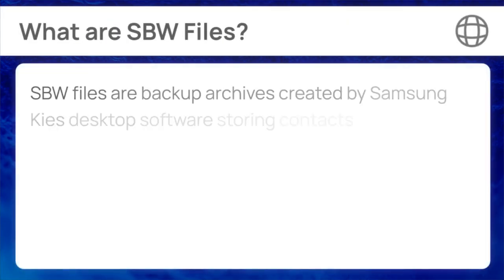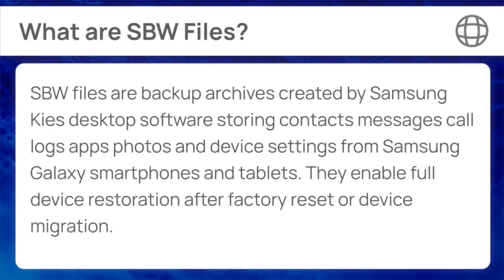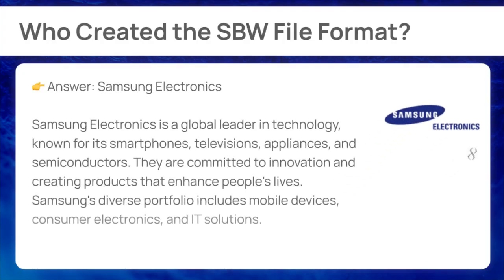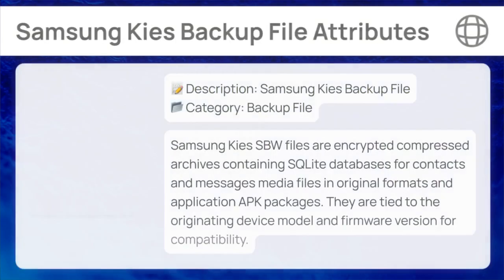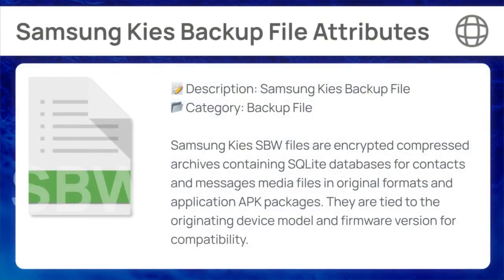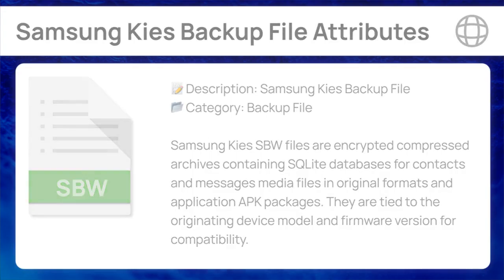SBW files are backup archives created by Samsung Kies desktop software storing contacts, messages, call logs, apps, photos, and device settings from Samsung Galaxy smartphones and tablets. They enable full device restoration after factory reset or device migration. Samsung Kies SBW files are encrypted, compressed archives containing SQLite databases for contacts and messages, media files in original formats, and application APK packages. They are tied to the originating device model and firmware version for compatibility.